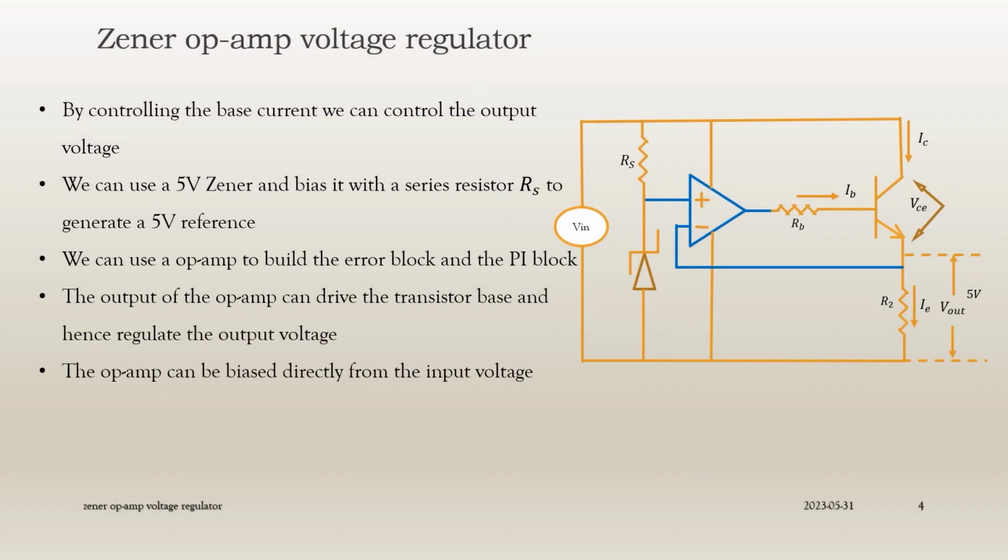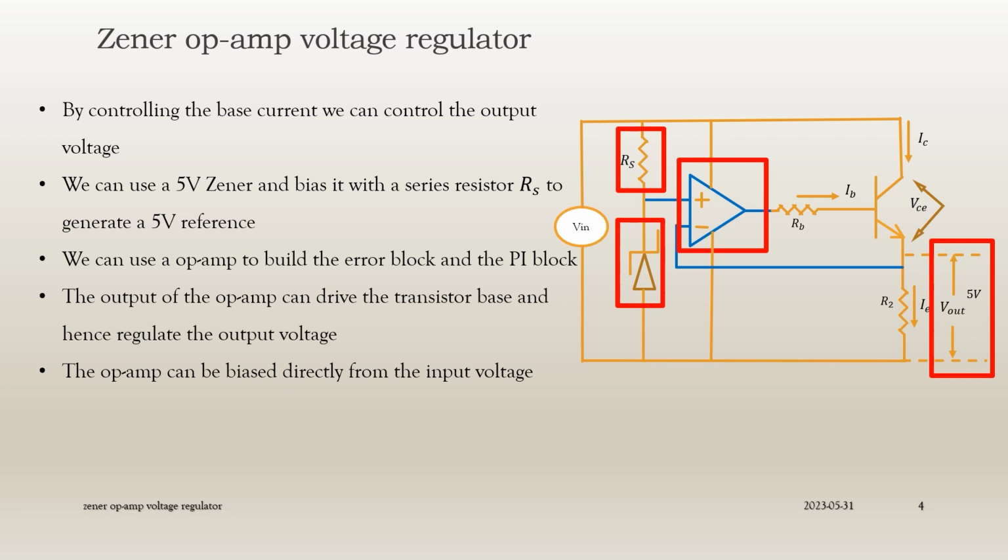Let us assume we need a 5 volt output. So, here our reference will be 5 volts. For this, let us use a 5 volt Zener to regulate the reference. We can bias the Zener with a series resistor Rs to generate 5 volts at all times. We can use an op-amp to build the error and the PI blocks. The output of the op-amp can directly drive the base current of the transistor to regulate the output voltage. The op-amp is biased by the input voltage as shown. This way, we can regulate the output voltage.